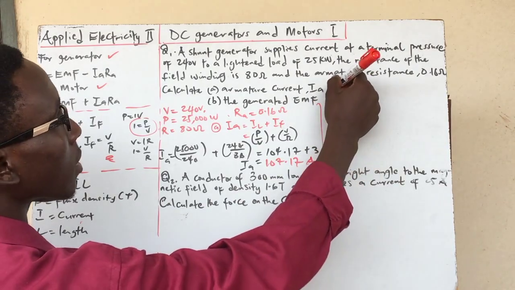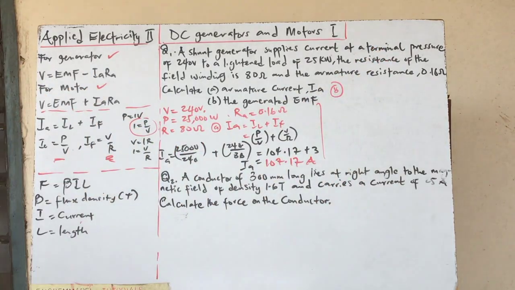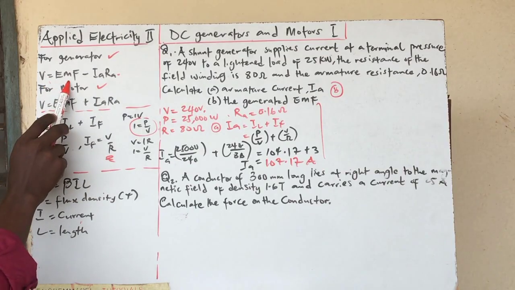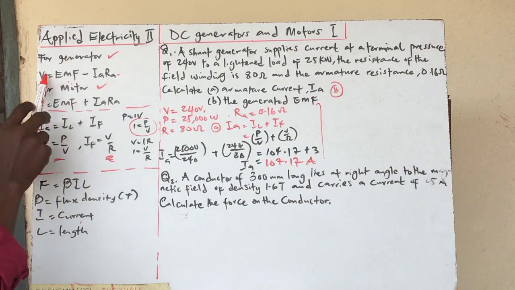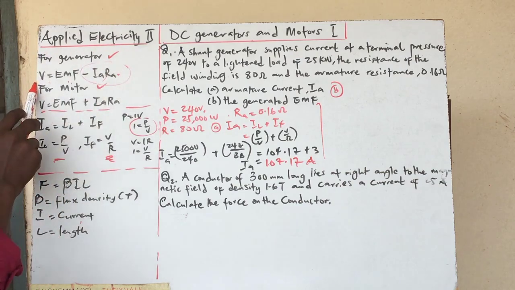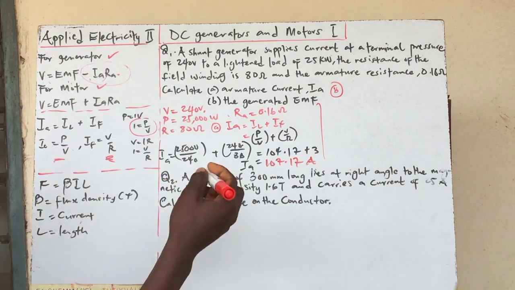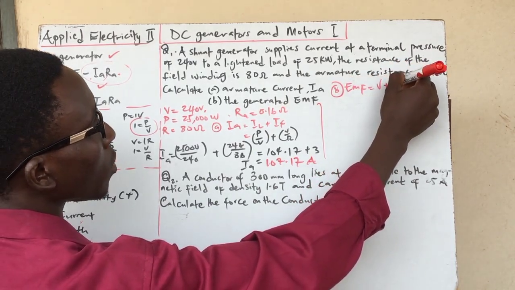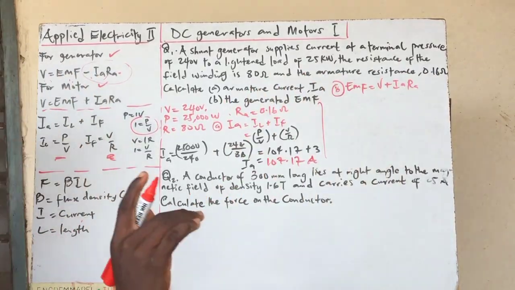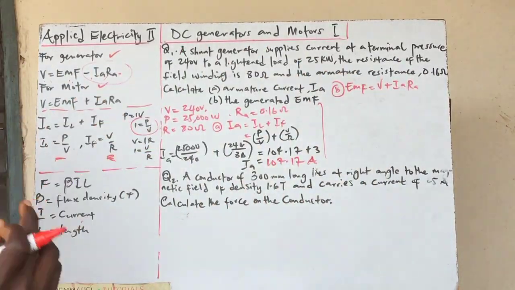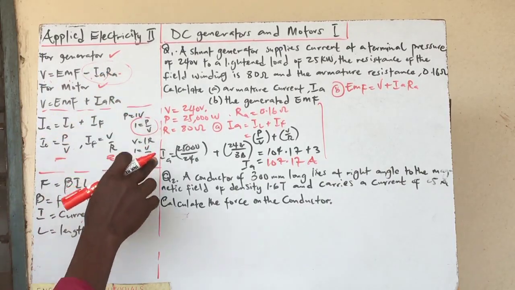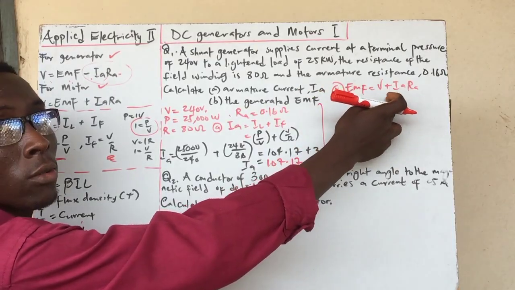Now the second part, the B part, the generated EMF. Now note that we are dealing with generator. And we have the formula that we normally use for generator, which is what? This here. So we already have EMF here for generator. So we are going to make this a better formula. If this whole thing comes here, it becomes V plus IARA. So that is what we are going to be using. So we'll be saying our EMF is equal to V plus IARA. Don't get it twisted. If it is your voltage that is the subject of the formula for generator, it's going to be V equals the EMF minus the IARA. But when you make the EMF the subject of the formula, that's when you now change to plus.